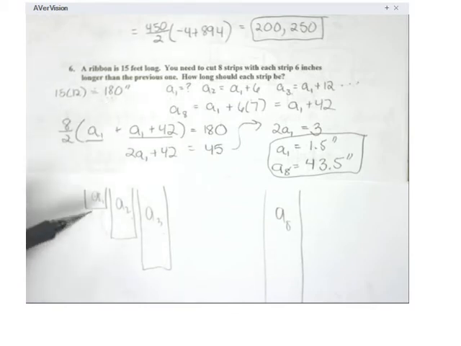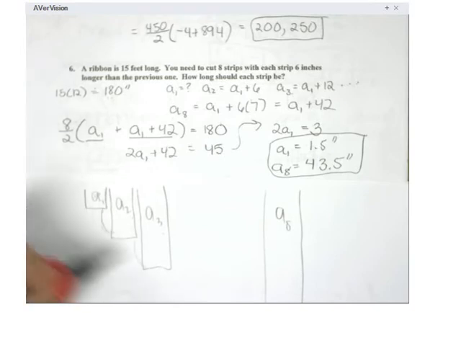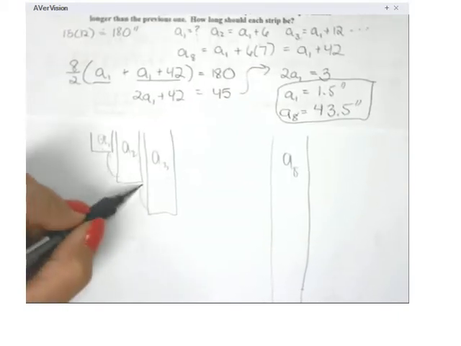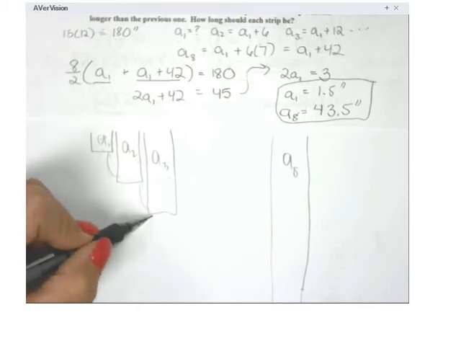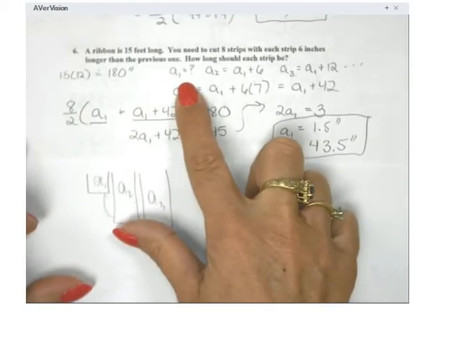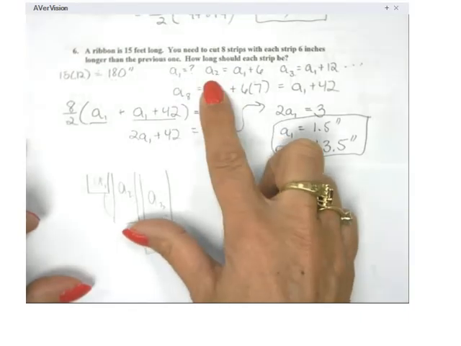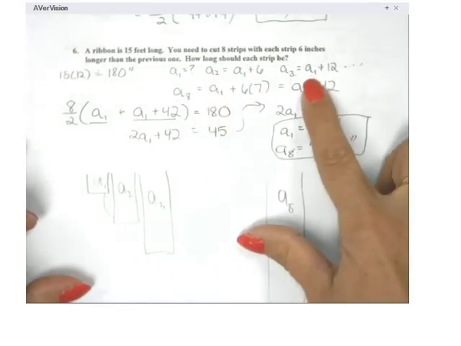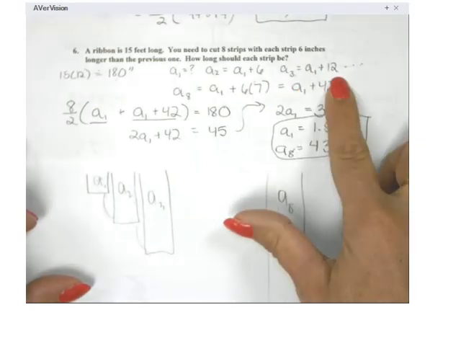My problem is I do know what the difference is between them, but I don't know how long to cut the first one. Once I know how long to cut the first one, the second one will just be 6 inches longer, the third one will be 6 inches longer than that, and so on. So I don't know how long to cut my first one, but I know my second one will be whatever the first one was plus 6. The third one is going to be 6 inches longer than that one.